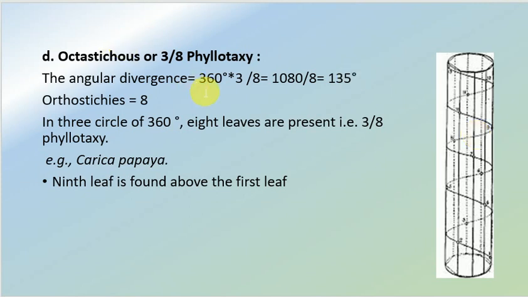So what will be the angular divergence? 360 into 3, because the genetic spirals are 3. So we have to multiply this 360 into 3 divided by 8. So 1080 by 8 is 135. So here the angular divergence is 135 degrees, and the example of this is the Carica papaya, and here the ninth leaf is always above the first leaf.